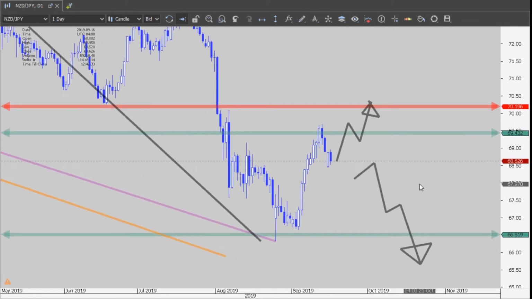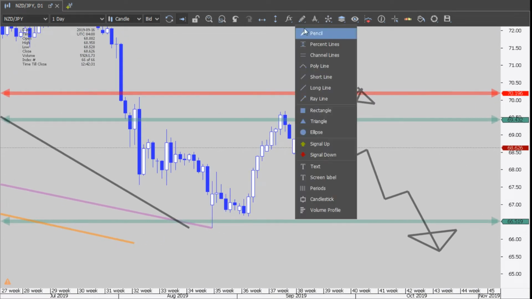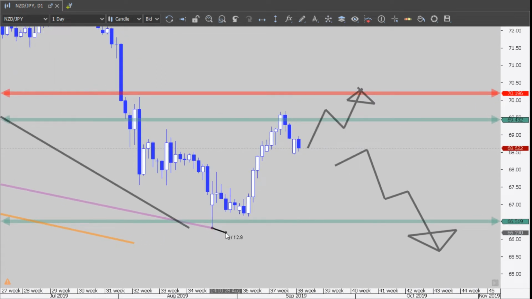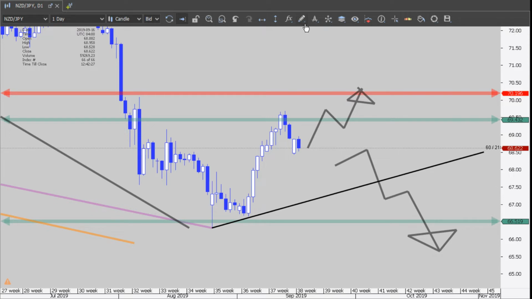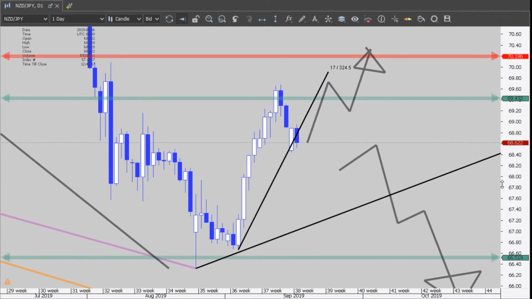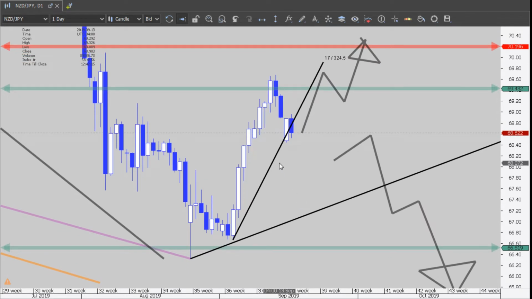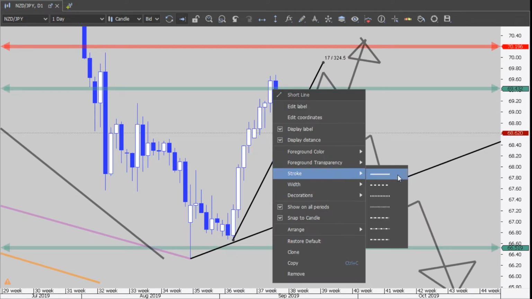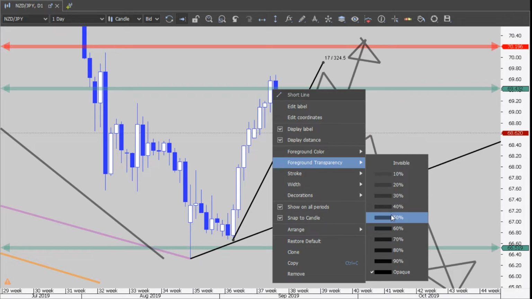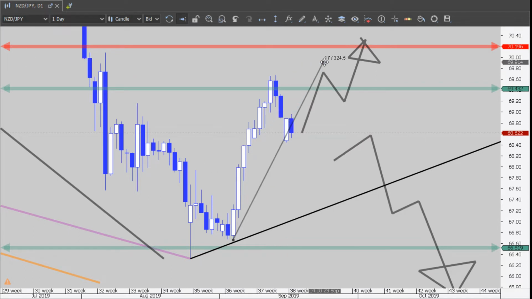Okay, anybody in here who thinks that it is going to go up? This is the long-term uptrend line. This is the medium term. I cannot break something like this. There you go. Let me see. 40%. Okay.